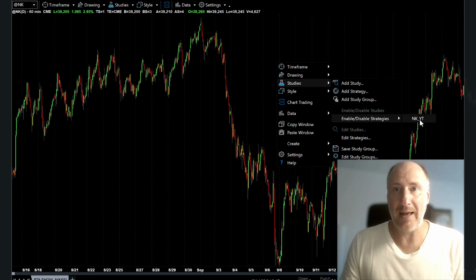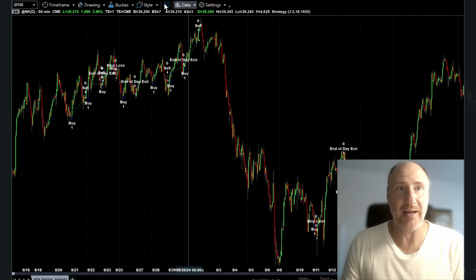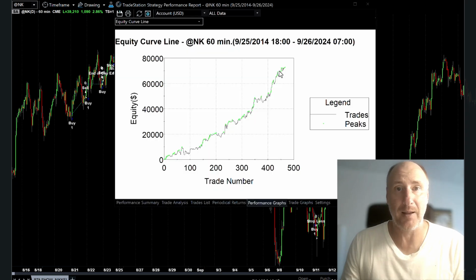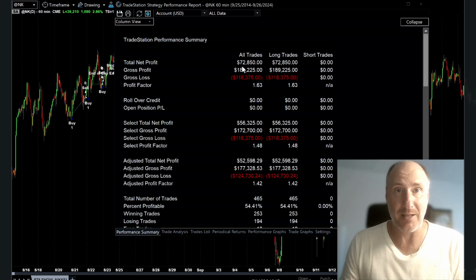Okay, now let's toggle on this strategy. Let's put it into the chart and let's see what a very quick prototype strategy would look like. So this is 10 years of data, and you can see that even a very simple prototype can already deliver quite promising results. This one would make $72,000 in 10 years.